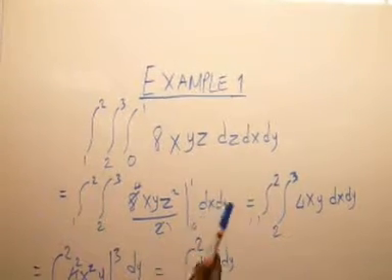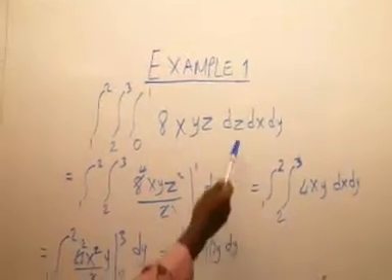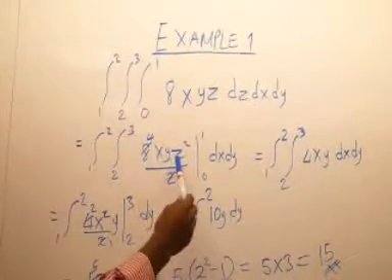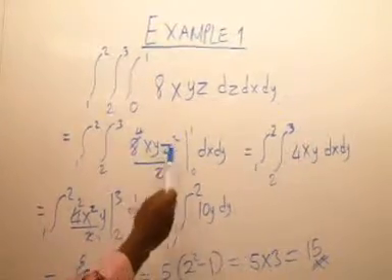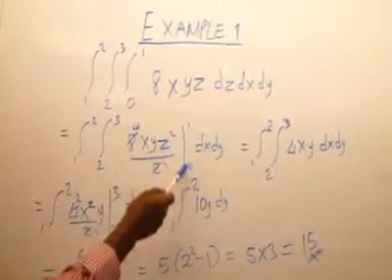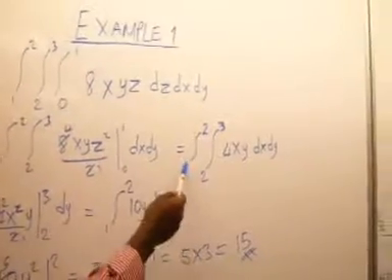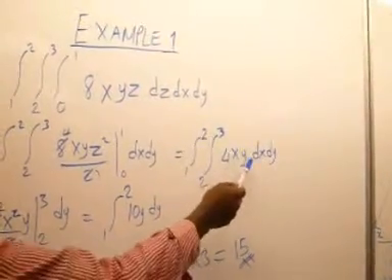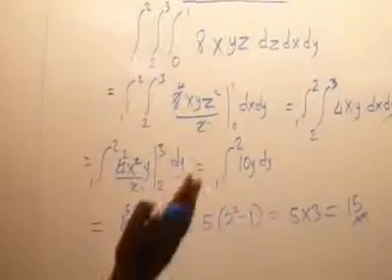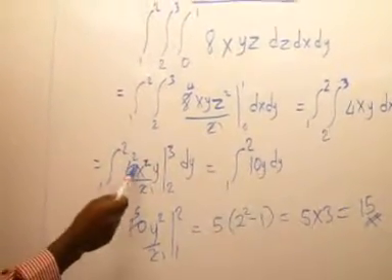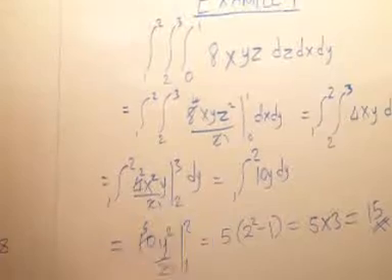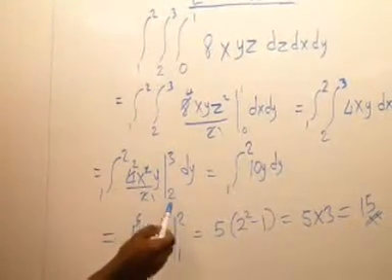So in this example, we are going to integrate with respect to z. When we integrate this function with respect to z, it becomes 8xy z squared over 2 dx dy. After we integrate with respect to z, we substitute the values from 0 to 1. So the function now becomes 0 to 1, 2 to 3, 4xy dx dy. So we integrate with respect to dx now. So it becomes 4x squared y over 2. Then after integrating with respect to dx, we substitute the values 2 to 3.